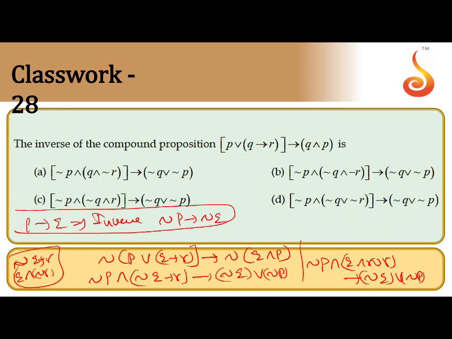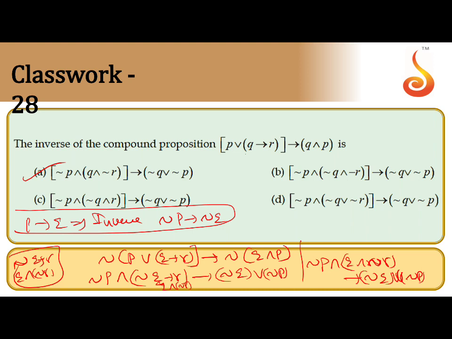So now check the answer. Which option is matching? Negation of P and Q and negation of R implies negation of Q or negation of P only. The first option is matching. So do it slowly. This value gives Q and negation of R, which is here only. I hope you understand.